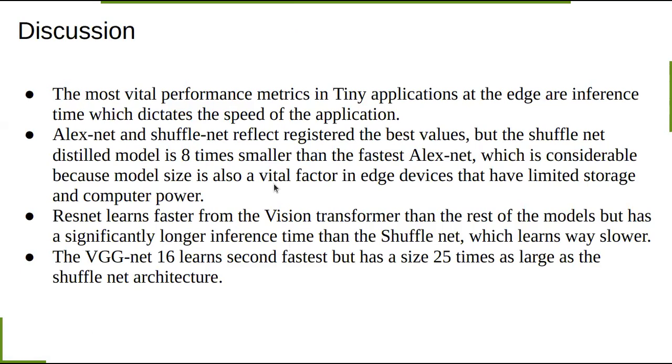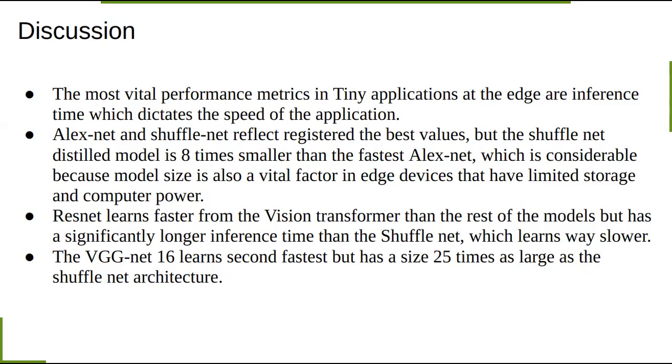Discussion. The most vital performance metric in TinyML is the inference time, which indicates the speed of the application. AlexNet and ShuffleNet registered the best values, but the ShuffleNet distilled model is 8 times smaller than the fastest AlexNet, which is considerable because model size is also a vital factor in edge devices that have limited storage and compute power. ResNet learns faster from the vision transformer than the rest of the models, but has a significantly longer inference time than the ShuffleNet, which learns way slower.